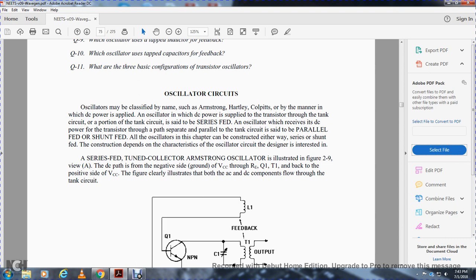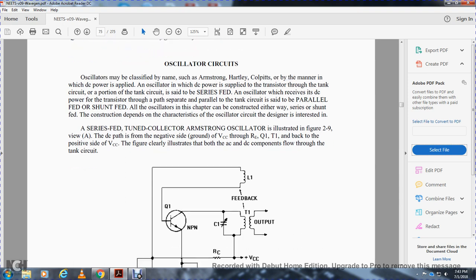Series fed and tuned collector Armstrong oscillators are illustrated in Figure 2.9 view A. The DC path runs from the negative side of the supply to ground, through the collector voltage source, the emitter resistor, transistor 1 and transformer 1, and back to the positive side of the collector supply. The figure clearly illustrates both the AC and DC components through the tank circuit.